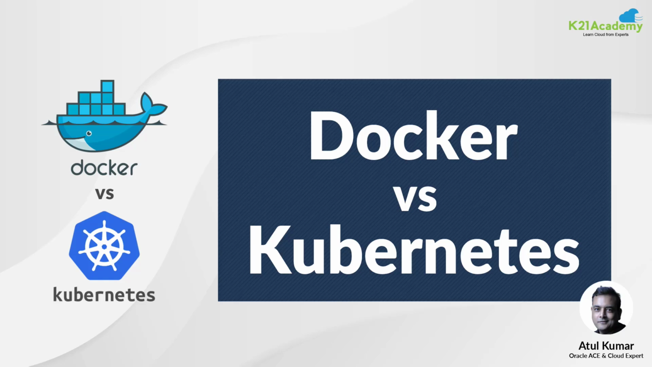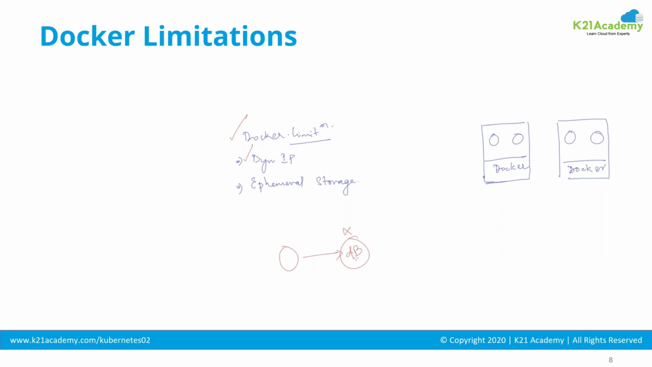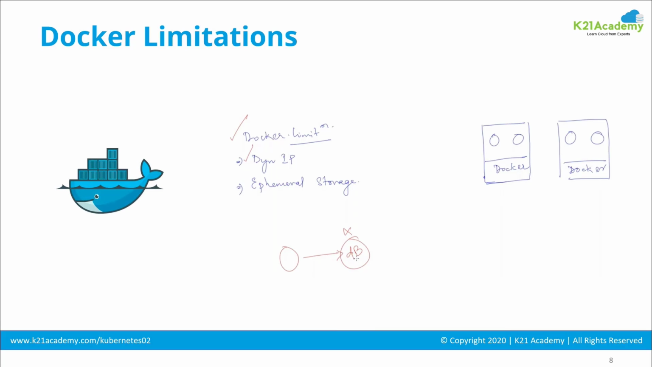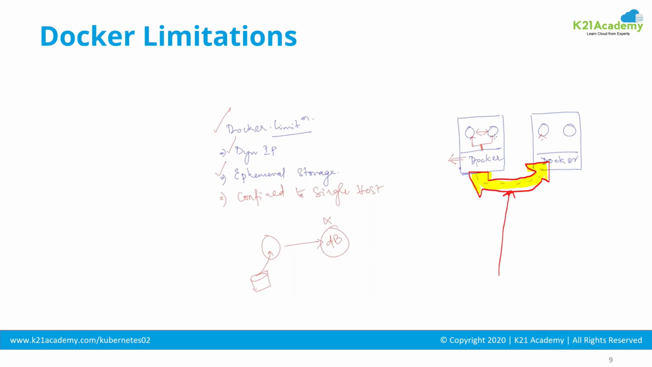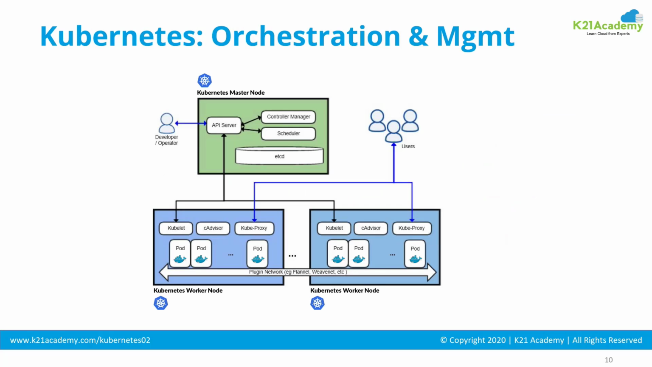So I took a clip from our certified Kubernetes administrator training where our trainer Mamta explains the problem that Kubernetes solves. She first started with the limitations that Docker has, like dynamic IP addresses that change every time your container restarts. The other challenge is that two Docker containers running on two different machines can't talk to each other. She then talks about Kubernetes that acts like an orchestration and management layer, managing multiple Docker containers running on different hosts.